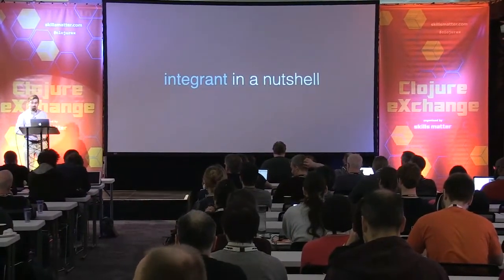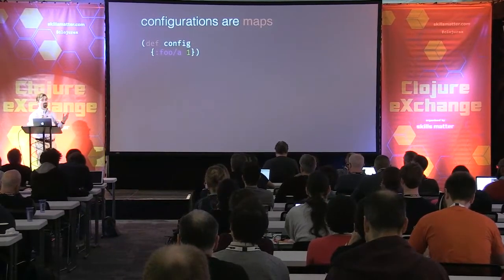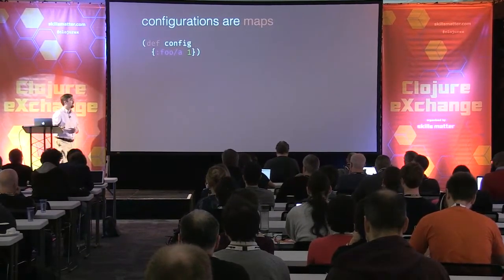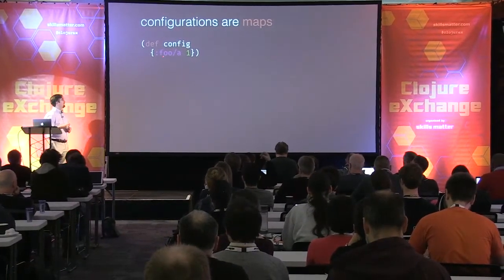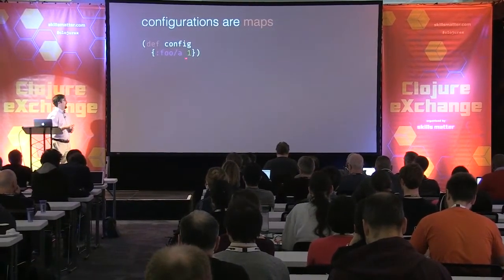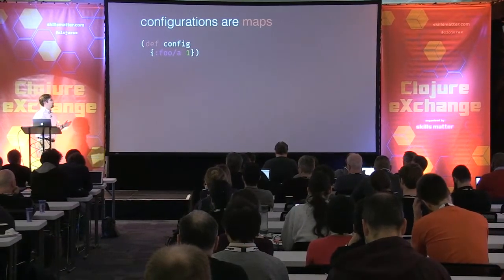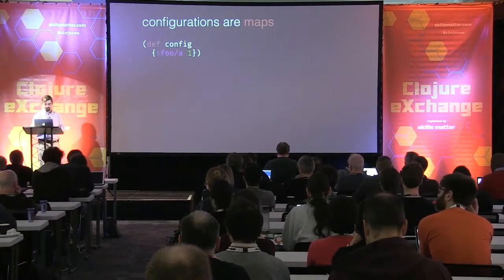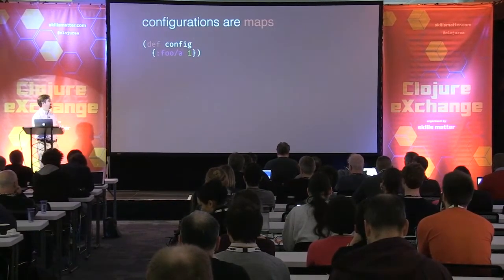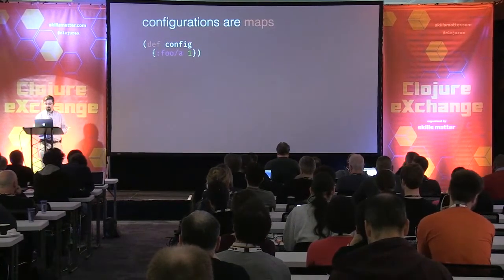So integrand has about 3 rules. The first rule is configurations are maps. I kind of already covered that. So here we have a configuration. It has a key and a value. Not a particularly useful configuration, but for brevity's sake, that is probably the simplest configuration you can have. And the keys must be namespaced keywords. So it's a map with namespaced keywords.